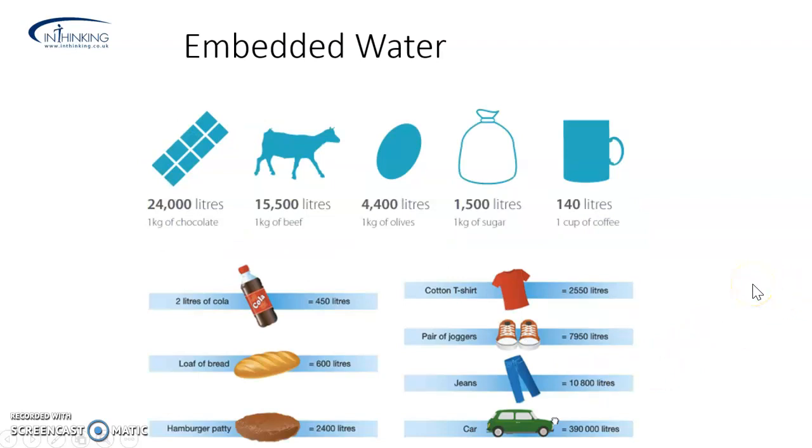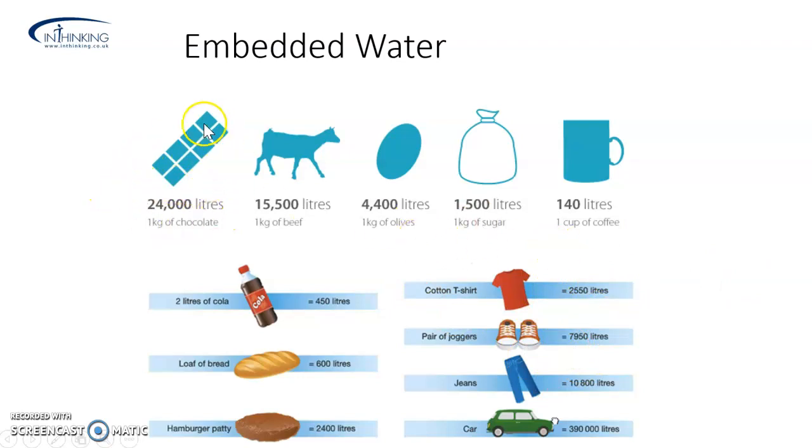And so we'll have a look at embedded water. This is the water that is used in the production of goods and foods. So the syllabus refers to manufactured goods like these down below, as well as foods. And so an incredible amount.